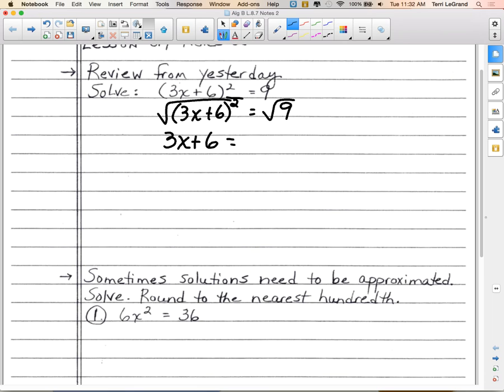The square root of 9 is? Positive and negative 3. So there are going to be two solutions because we're going to have to set up two problems here: 3x plus 6 equal to positive 3 and 3x plus 6 equal to negative 3.